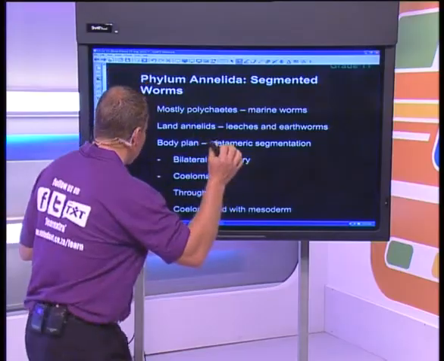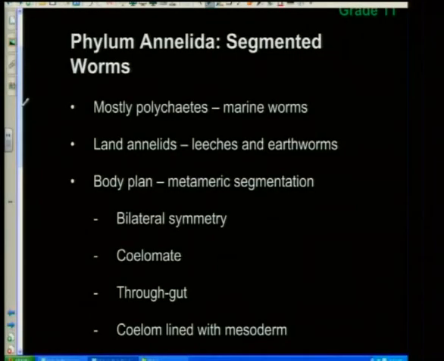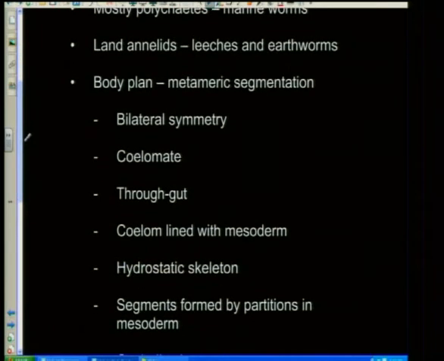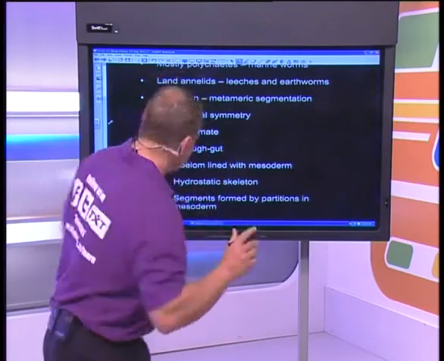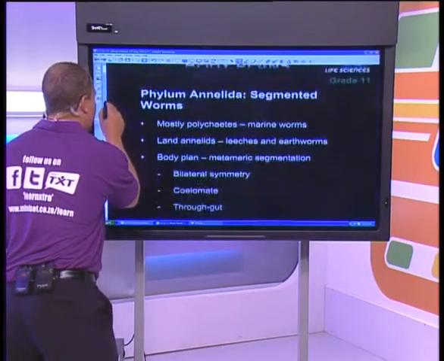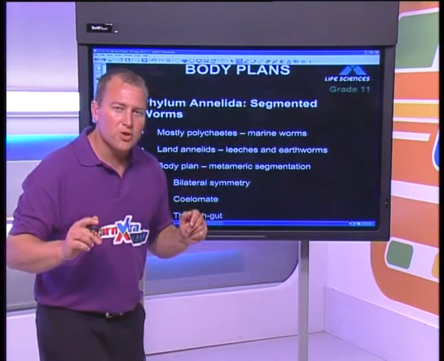So, the body plan: it is segmented. That's why it's called the segmented worms, right? It is bilaterally symmetrical. It's got a coelom. I'll explain why it's got a coelom next time. It's got a through gut, right? It's got a hydroskeleton, and that's where I'm going to leave it for now. Now, this is quite cool. It's just extra information. You never know when you're going to need it.